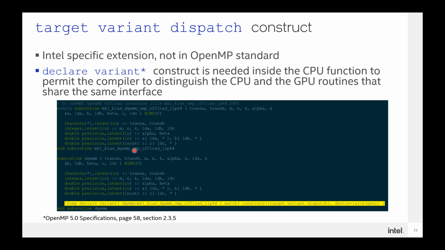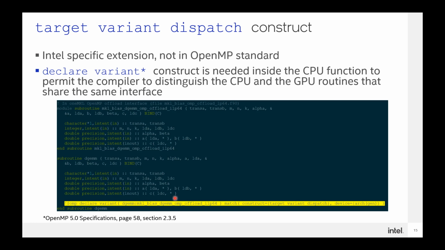This is the MKL interface for DGEMM. As you can see, there is the GPU function and the CPU function that share the same interface. The interface is the same. So the only way for the compiler to distinguish between this function and this function is to put this statement inside the base function, the CPU function.